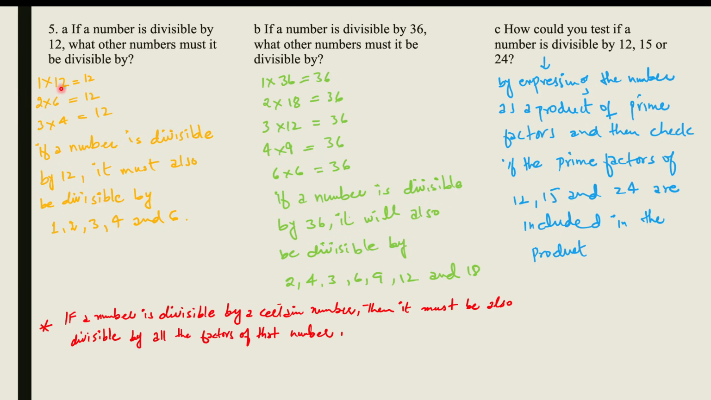So in here, the factors of 12 are provided as factor pairs: 1 multiplied by 12, 2 multiplied by 6, 3 multiplied by 4. These are all the factor pairs of 12. So if a number is divisible by 12, it will also be divisible by 2, by 6, by 3, and by 4.